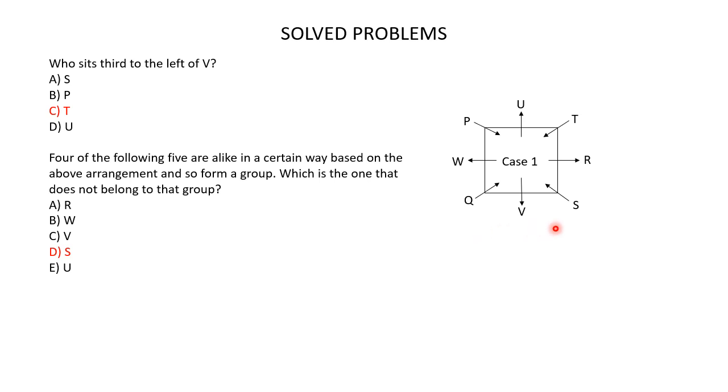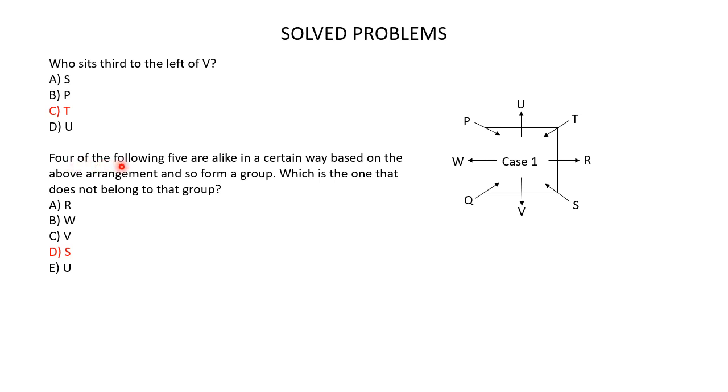This is the final seating arrangement for the given problem. So based on this final seating arrangement, let's answer a few more questions. Who sits third to the left of V? You're given four options and you have to find out which of these options is the correct one. So you're asked to find out who sits third to the left of V. Left of V, 1, 2, 3. The T sits third to the left of V. So the correct answer is option C, T.